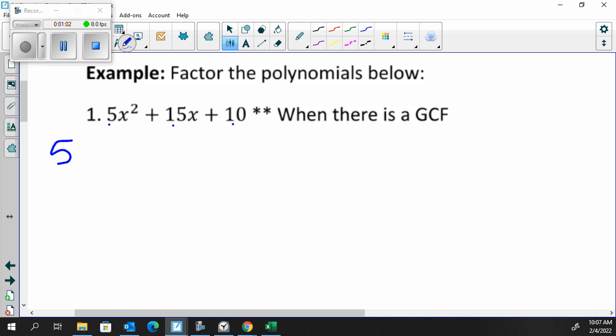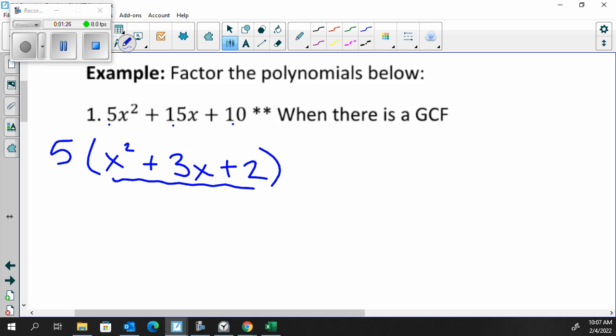That's going to turn this into x squared, this into 3x, and this into 2. So I saw that 5 goes into all those things, and I factored out the 5. Now what I can do is ignore the 5 in front and just focus on this, and I can factor that like normal. Now it's like a million times easier.